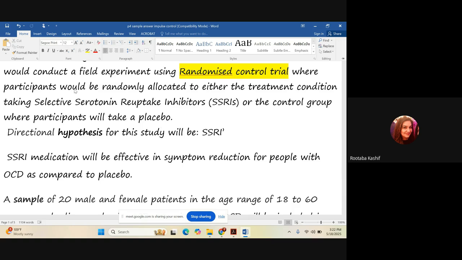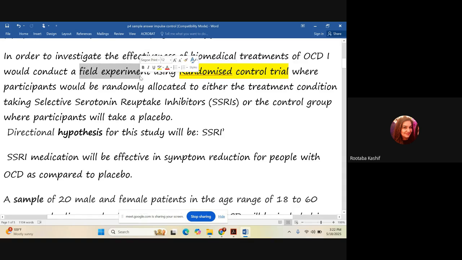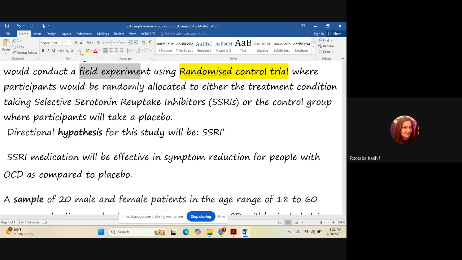a placebo. So when you are writing that I'm going to do a field experiment, this is a terminology where the person has specified what type of experiment it will be. But right now it's not clear how it's going to be a field experiment, but the randomized control trial has been explained: there'll be random allocation where participants will be divided into two groups, the experimental group and the control group. And this experimental group will have SSRIs, and the control group participants will be given a placebo, right?